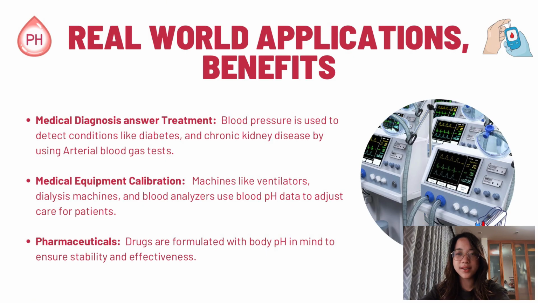And secondly, in hospitals, medical devices like ventilators or blood analyzers rely on real-time blood pH data. These machines automatically adjust care based on a patient's blood pH to ensure treatments like oxygen delivery and dialysis are safe and effective. The body pH plays a big role in how medications work. When developing drugs, companies design formulas that remain stable and effective in the body pH range. This ensures the medications are absorbed properly and deliver the right effects.